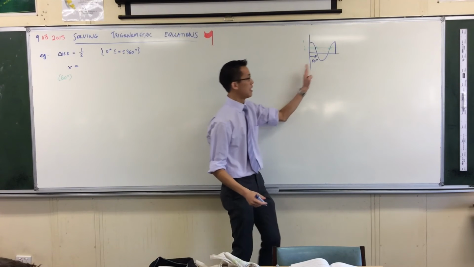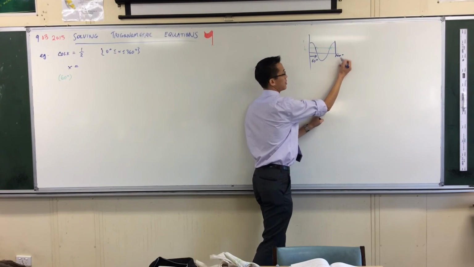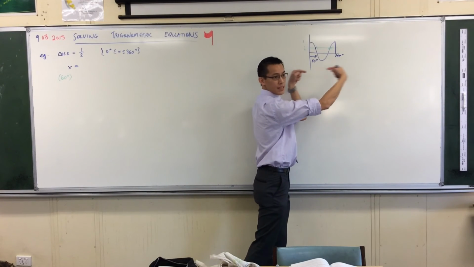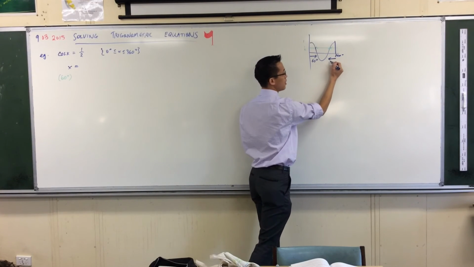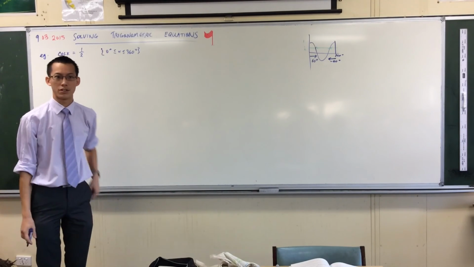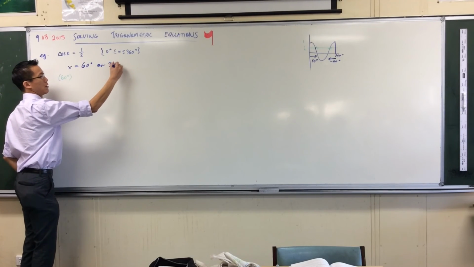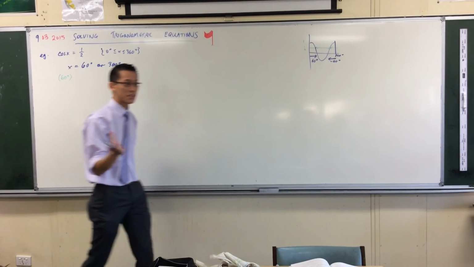This is 0, and this is 360 right at the end. Being that they're going the same distance from either side, I'm going to have to subtract 60 degrees from 360, which of course gives us our solution, 300 degrees. So I'm going to say 60 degrees or 300. That's it. That's all there is to it.